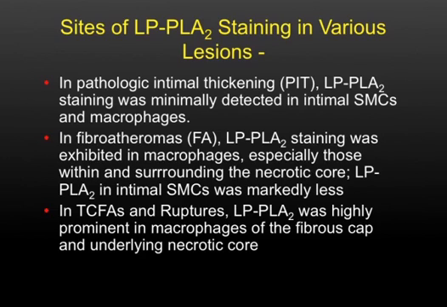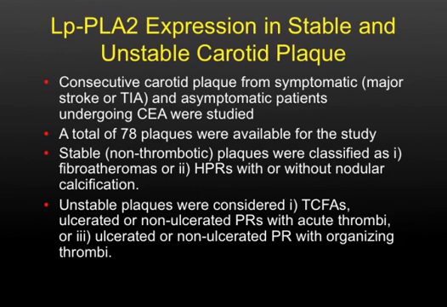The LPPLA2 expression in stable and unstable carotid plaques, we looked into it, in consecutive cases, a total of 78 plaques. We asked what the expression is in stable plaques, and what is the difference in those which are not stable. Stable were defined as those classified as fibroatheromas, healed plaque ruptures with or without nodular calcification. Unstable plaques consisted of thin cap fibroatheroma with or without ulceration, and ulcerated or non-ulcerated plaque ruptures with organizing thrombi.